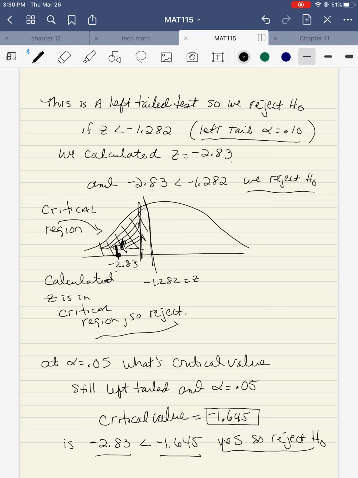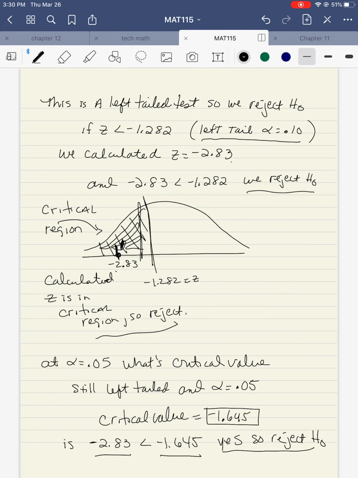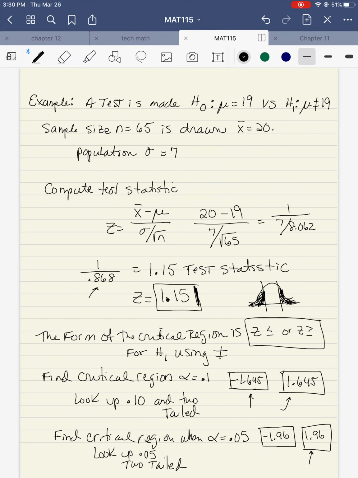At alpha of 0.05, what's the critical value? It's still a left-tailed test, and for 0.05 now, I'm getting a negative 1.645. So the critical value is negative 1.645. Is negative 2.83 less than negative 1.645? Yes, it's still within this, so it's still rejected.